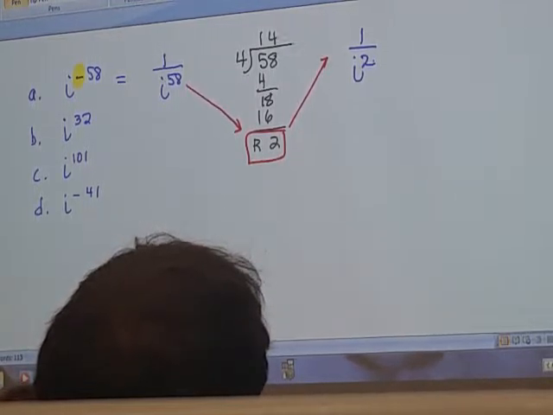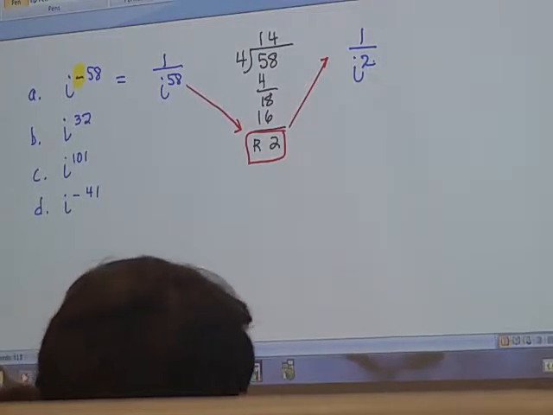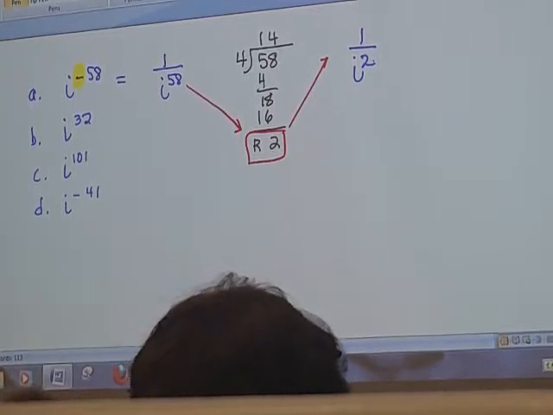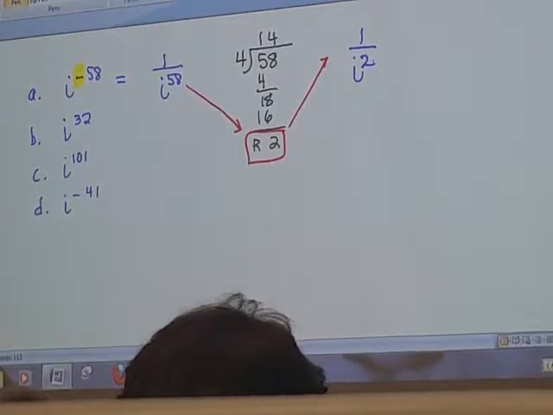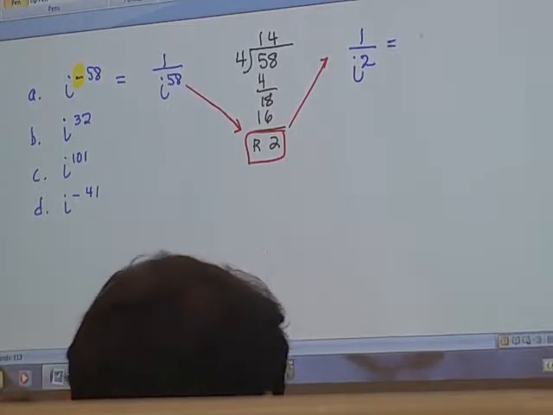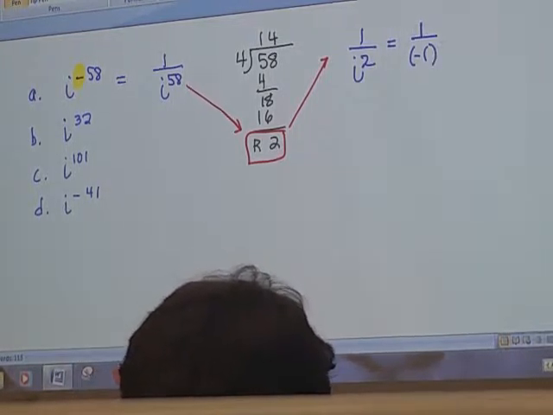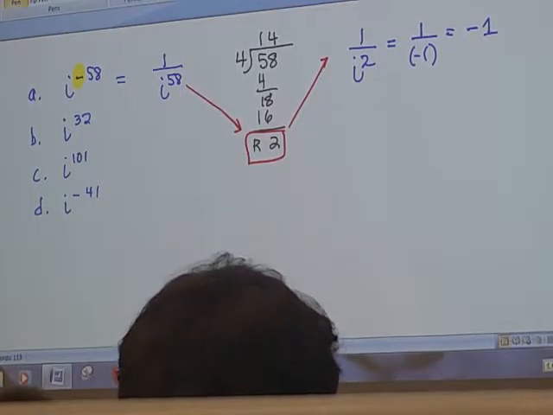1 over i squared. Okay, so whatever you get is the remainder. And the remainder could be 0, that's fine. Could be 1, 2, or 3. So once I have that, I can just say, well, i squared is -1. So that means this is -1.